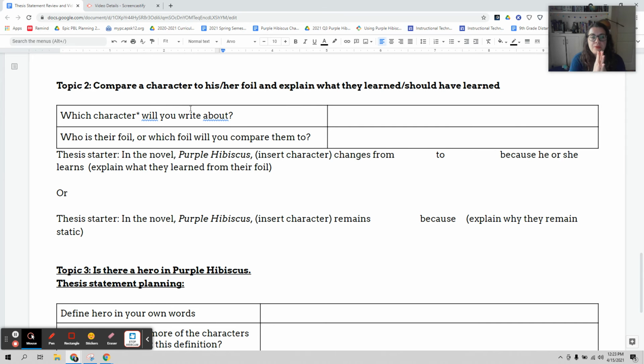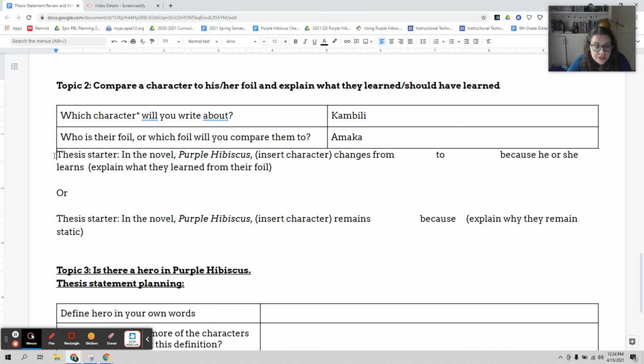Okay, so topic 2, we're comparing a character to his or her foil and explaining what they learned or what they should have learned. So I'm just going to go with Kambili. She's the main character. So which character will you write about? I'm going to write about Kambili. Who is their foil? Well, her foil is clearly Amaka. If you're writing about Papa, he has several foils. So you could choose there, but for the most part, it's kind of straightforward. And you should find that list of foils in your Purple Hibiscus notebook.